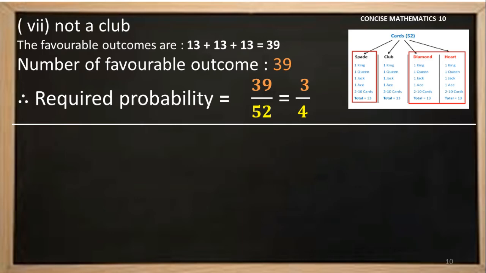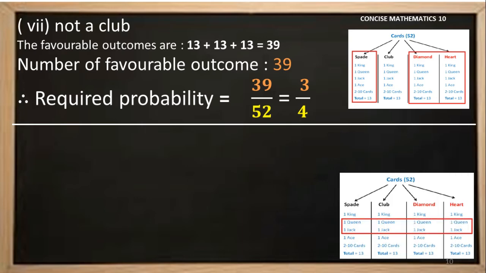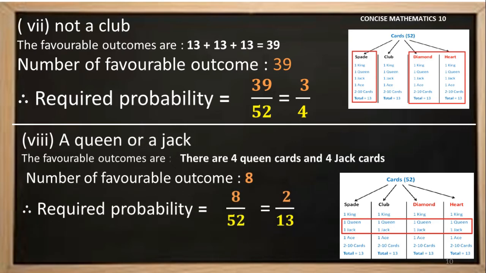And the last sub question is a queen or a jack. Or means we need to include both. So there are 4 queen cards and 4 jack cards. Hence the sum is equal to 8. The probability will be equal to 8 by 52. Its simplified value is 2 by 13. By this we have completed question number 12. Let me move on to question number 13.